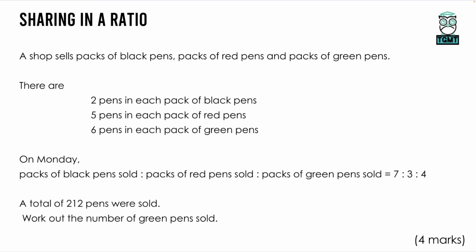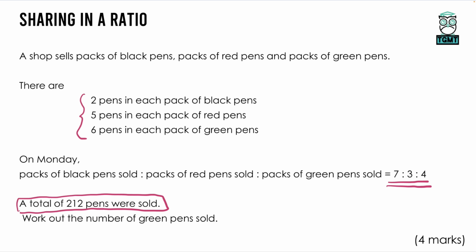Now the difficulty in this question here is, look, we've been given all of this information about how many pens are in each pack. And then later on it tells us the total amount of pens that were sold, not the amount of packs that were sold. But the ratio that's been given to us is telling us the amount of packs that have been sold. Now we want that ratio to be about the amount of pens, because all we really want to do in this question is share 212 in the ratio, and not 7 to 3 to 4, but the ratio of the pens that were sold, not the packs of pens that were sold.